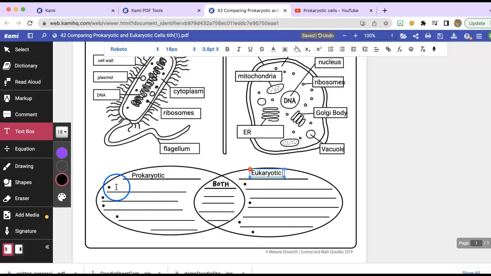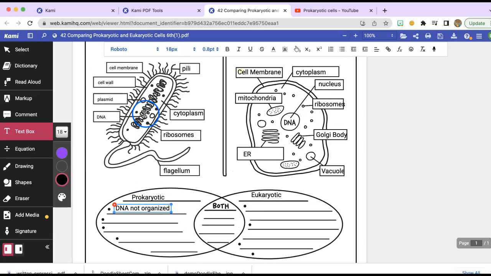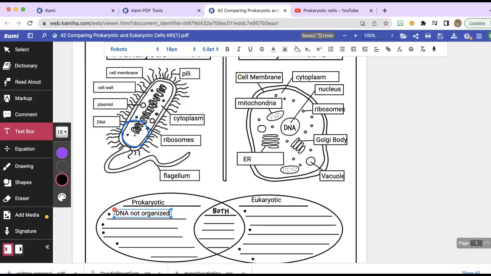The first bullet point under prokaryotic cell is that I want you to know that the DNA is not organized. Take your time, spell that out. DNA is not organized. You can see up here, it's just there. There's no nucleus. It's just hanging out. The next thing that I want you to put under prokaryotic is that there is no real nucleus.